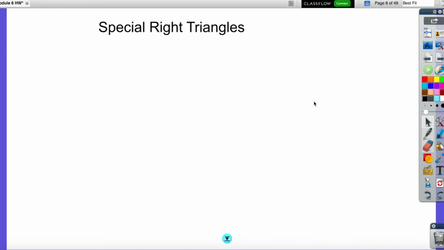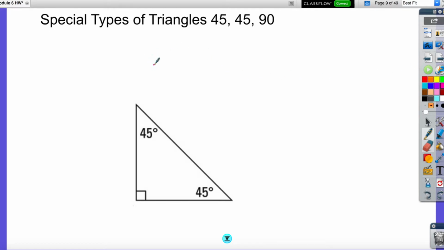Hey guys, today what we're going to be doing is looking at two types of special right triangles. Those two right triangles are 45, 45, 90, and the second is 30, 60, 90. So first off, let's start with this one. The first one we're looking at is the 45, 45, 90 degree triangle.